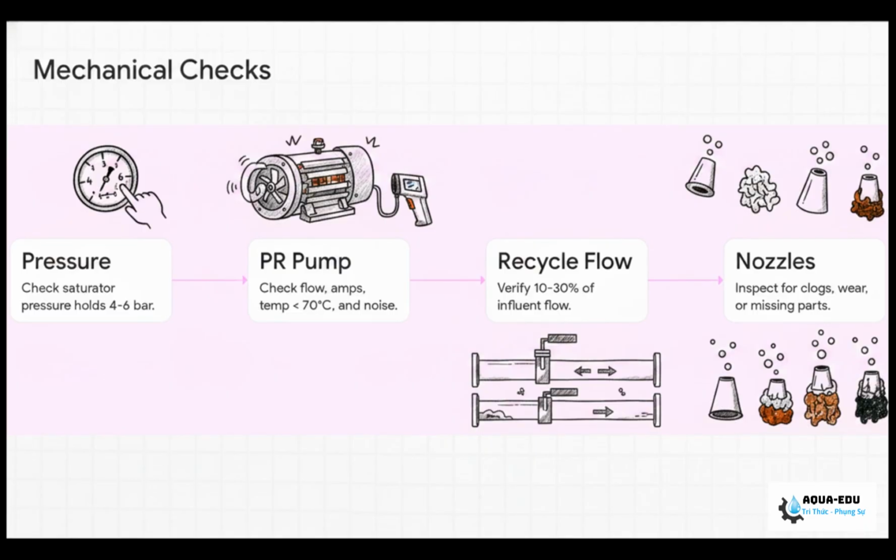Step 2, check your PR pump. Go grab your clamp ammeter and your infrared thermometer. You need to make sure the pump isn't burning up past 70 degrees Celsius and really listen closely for any cavitation or bearing whine. Step 3, confirm your recycle flow lines are clear and double-check that the check valves aren't jammed open or closed. Then, Step 4, if it is strictly safe to do so, inspect the nozzles themselves. You're hunting for any blockages caused by calcium buildup, rust, or hardened organics.